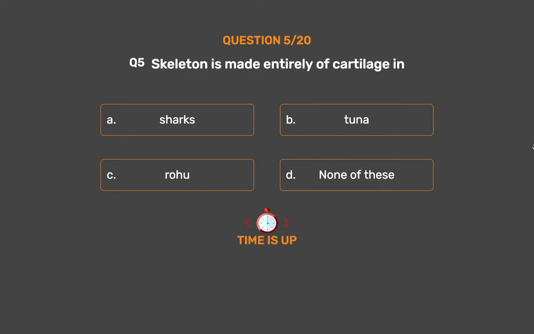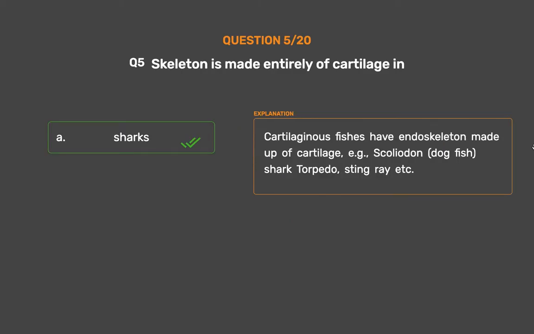The correct answer is Option A. Sharks. Cartilaginous fishes have endoskeleton made up of cartilage. For example, Scoliodon, dogfish, shark, torpedo, stingray, etc.